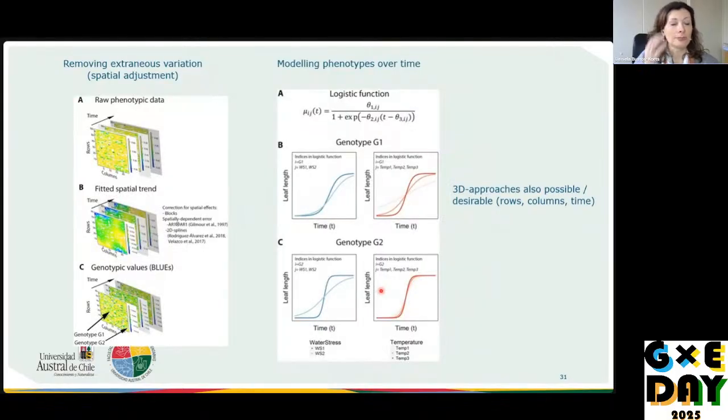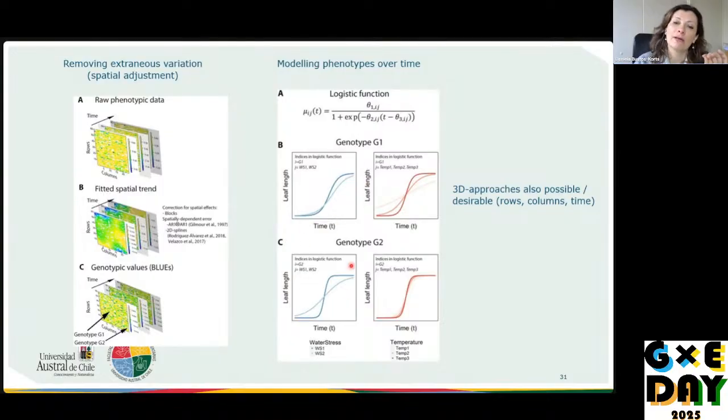Perhaps you are already familiar with the spatial adjustments, but one of the first things to do is, of course, to remove trends in the field or experimental factors that could mean noise, and we concentrate on the genotypic values. And once we have those genotypic values, we model them over time.